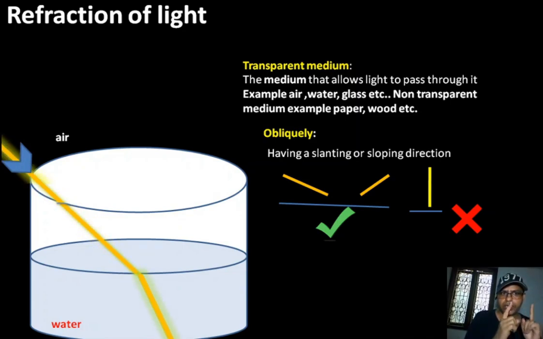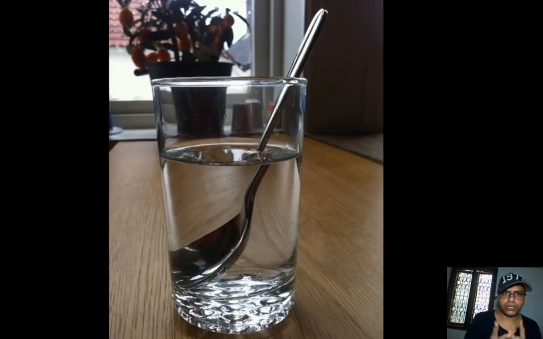When a ray of light enters from one transparent medium obliquely to another transparent medium, the ray of light gets bent or its path undergoes a deviation at the surface of separation. This phenomenon is called refraction of light. See, if the ray of light is entering not obliquely, if it is perpendicular to the surface, what happens at the surface of separation? There is no bending of the ray, there is no path deviation, there is no refraction taking place. This experiment you can do at home.